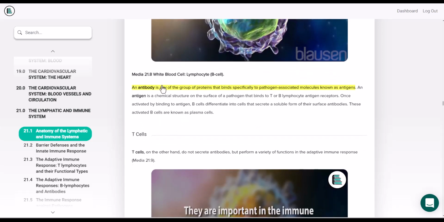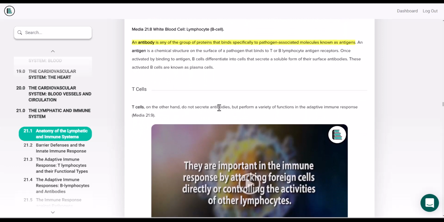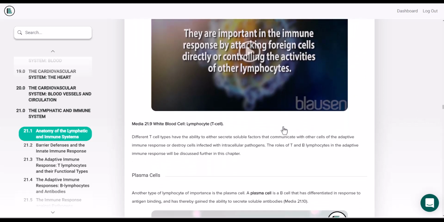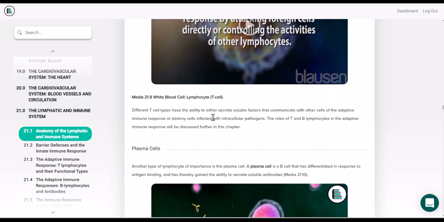So that's what I want you to know. B cells make antibodies. T cells, they do not make antibodies, but they do a number of other functions, and there's a whole host of T cells, right? There's all sorts of them, and we are absolutely not going to go into all of that. What I will tell you is that you can't tell a T cell from a B cell by looking at it.